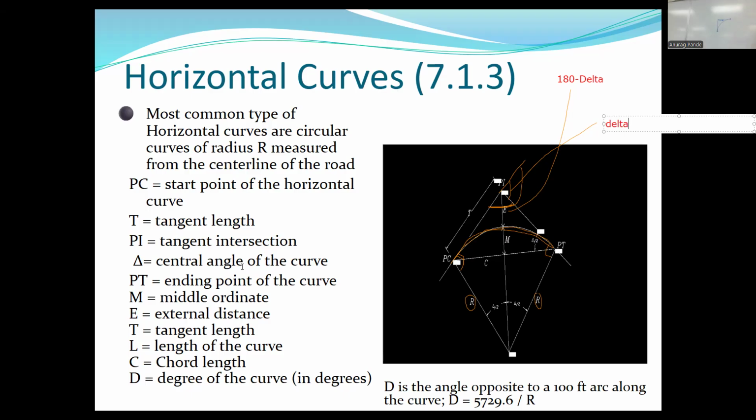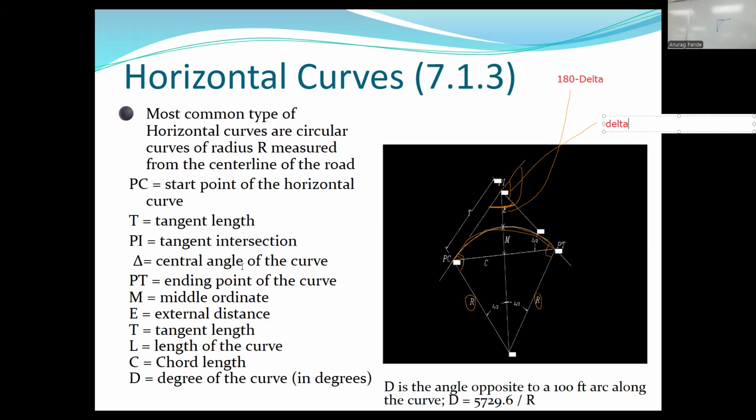And then we define it the same way. So PC will have a lower stationing than PT. This is our convention when we draw the curves. PC will have a lower stationing and PT will have a higher stationing. And then M is the middle ordinate, E is the external distance, T is the tangent length.